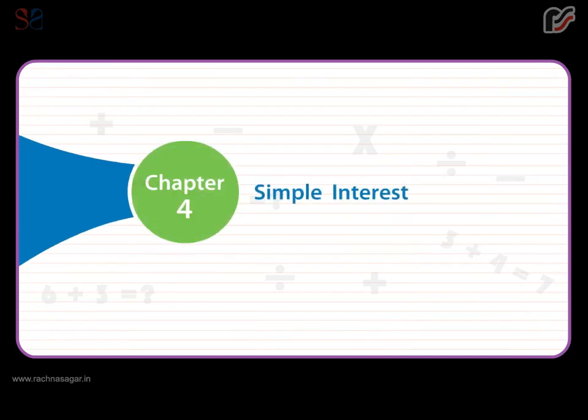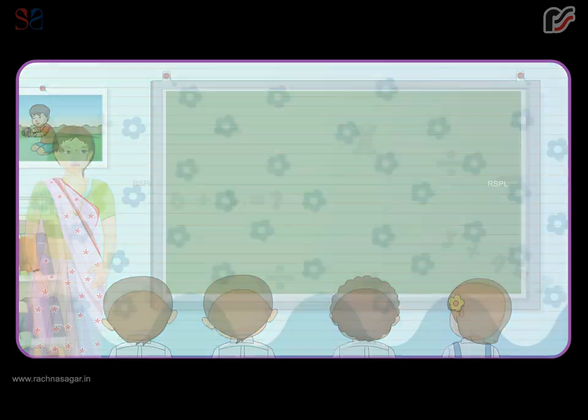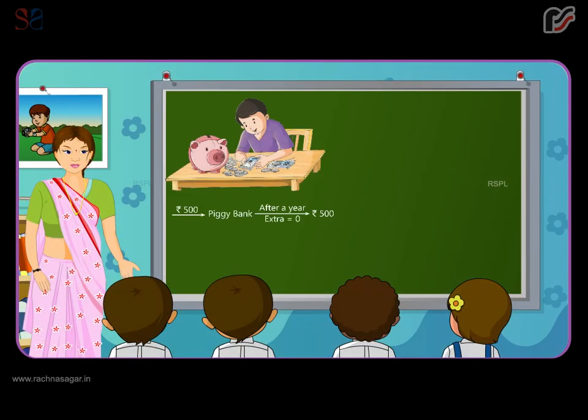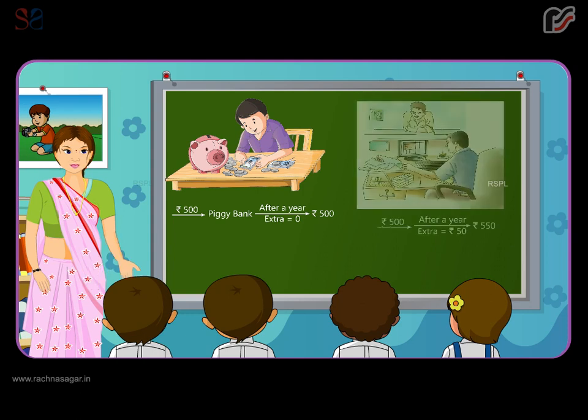Chapter 4, Simple Interest. 500 rupees in a piggy bank. After a year, extra equal to 0, still 500 rupees. 500 rupees in a bank. After a year, extra equal to 50 rupees, 550 rupees.